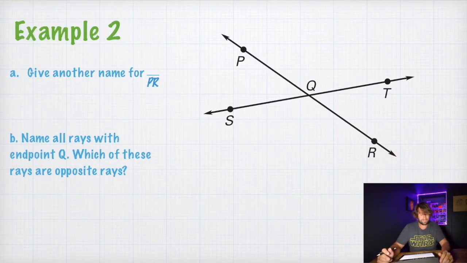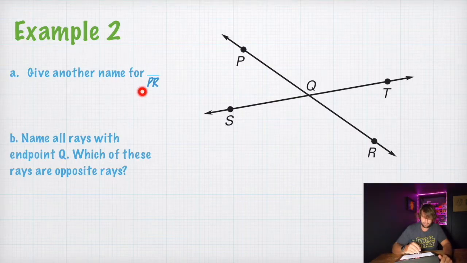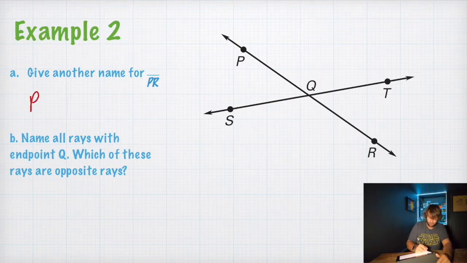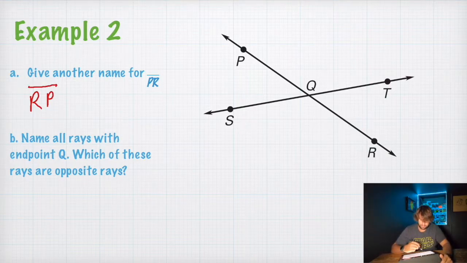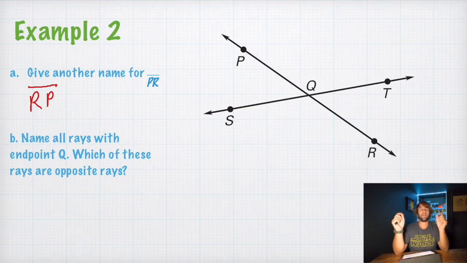So example 2. Let's get going. Give another name for segment PR. So you have PR. Another name for segment PR, and the only way you can name it is the opposite of the way they wrote it. So we could name this RP, segment RP. Segment QP is a different segment altogether because that's only going to be this little section. A segment is named by its 2 endpoints, so you can't use anything in between them to name it.